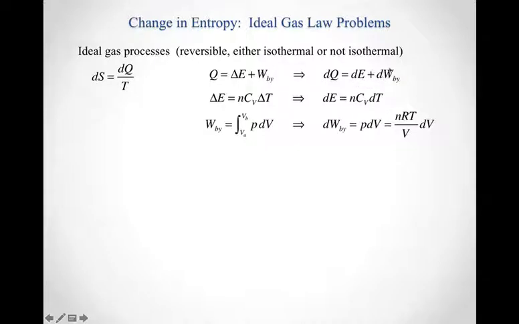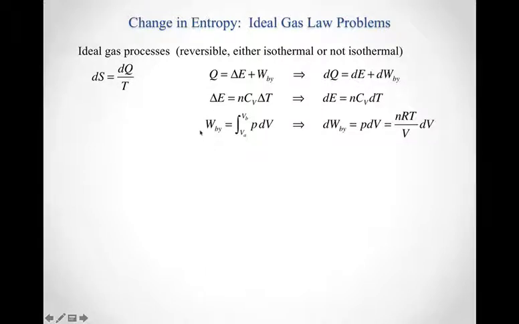Now I need to figure out what to do with dE and dW. Well, for an ideal gas, we've said that you can calculate the internal energy change along any process by taking the number of moles times the molar specific heat at constant volume times the temperature change of the gas. If you want to think about this as a differential change rather than a discrete change, then that delta simply becomes a d, and so we've got dE is equal to n C_V dT. So we can plug that in there.